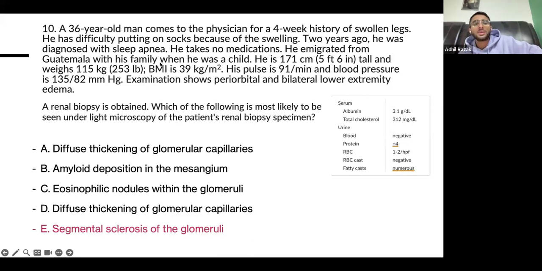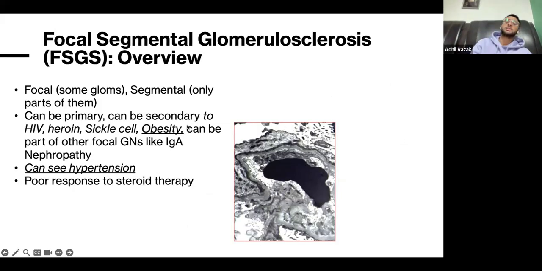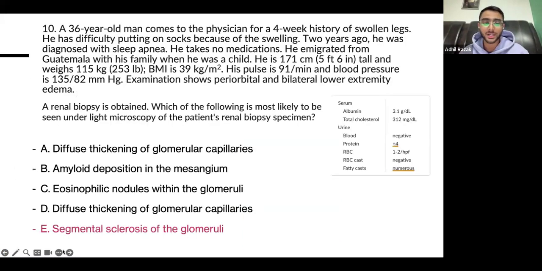Yeah, Guatemala is pretty good. Yeah, Guatemala also adds up, but it could. Another thing is the BMI itself. Obesity is a good cause for focal segmental glomerulosclerosis, which is characterized by segmental sclerosis of the glomeruli. And yeah, it's nephrotic syndrome. Protein is 4. It's honestly the distinction between the two.